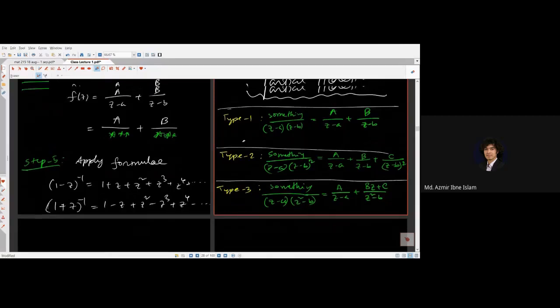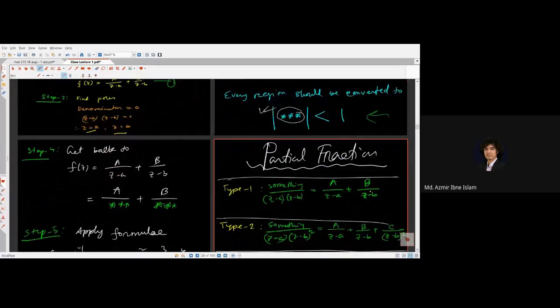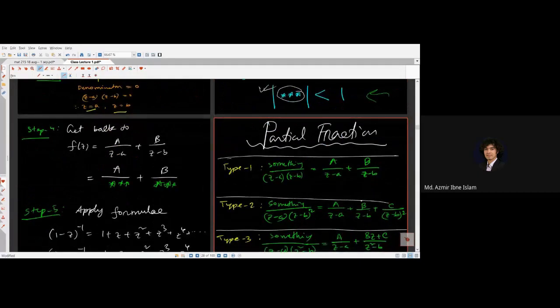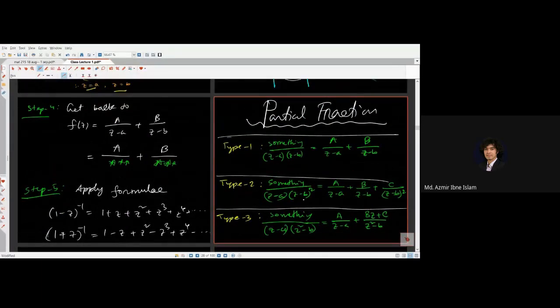So okay, in step 1, we have to think about what type of function this is. If it is of type 1, then we can decompose the function in this way. If it is of type 2, we can decompose the function in this way. And if it is of type 3, we can decompose it this way. Remember, if z is squared, that means a quadratic term is in the factor, then it will be Bz plus C. At the same time, besides z negative a, z negative b, it may also be z positive a, z positive b. So these things are the same.